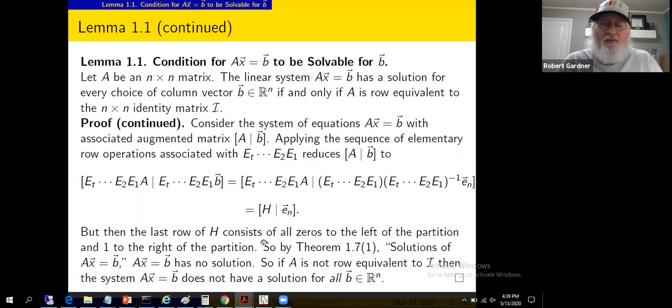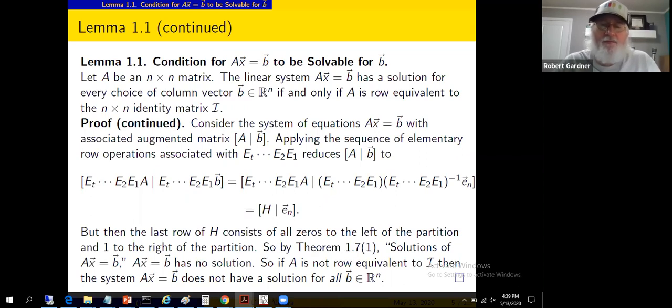Hey, you can't have 0 equals 1. Theorem 1.7 part 1 said there's no solutions. You don't remember all them theorem numbers, I suspect. I'm pretty spotty on them, and I've been doing this for years out of the same book. Yeah, think about it. 0 equals 1 is a problem. And that's what you get correspondingly in the system of equations with this augmented matrix.